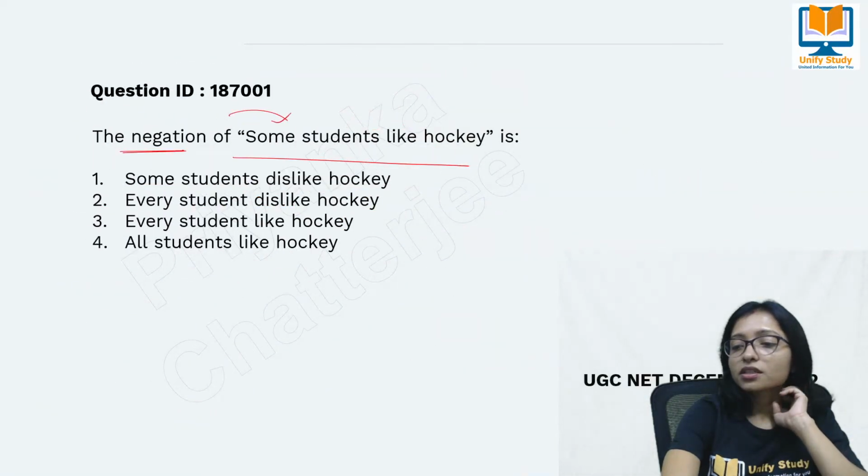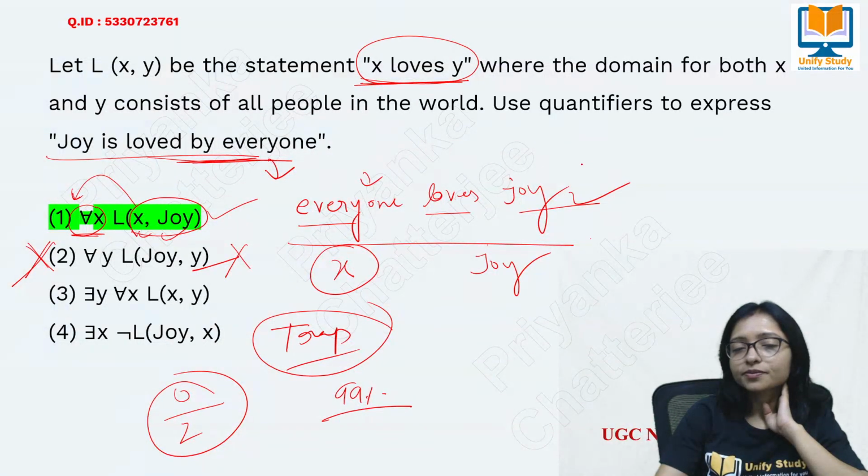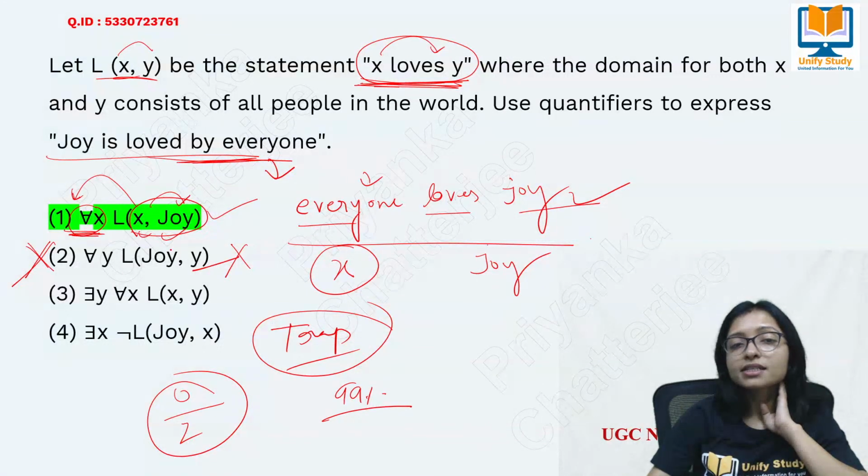Okay, here's this one. This one I told you. Joy is loved by everyone means everyone loves joy. Everyone loves joy: for all x, x loves joy, because it is given x, y. X loves y means x loves joy. Who is x? For all x means everyone.